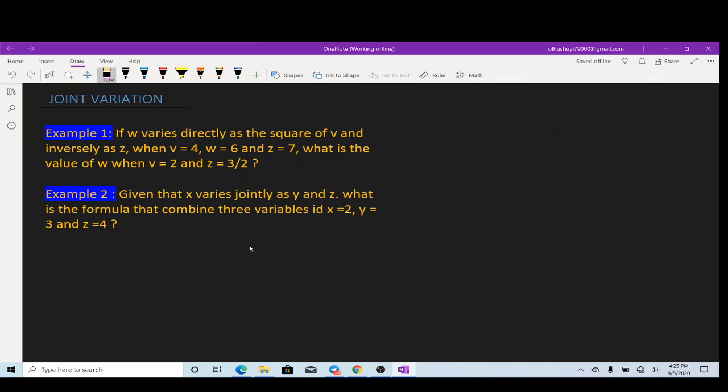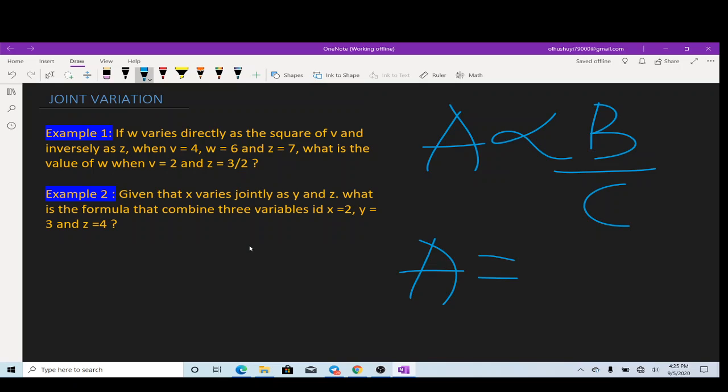I can also have it the other way. I can say A varies directly as B and inversely as C. This is another form of relationship. If I write that mathematically, removing the variation sign, I'm going to have A equals KB upon C.